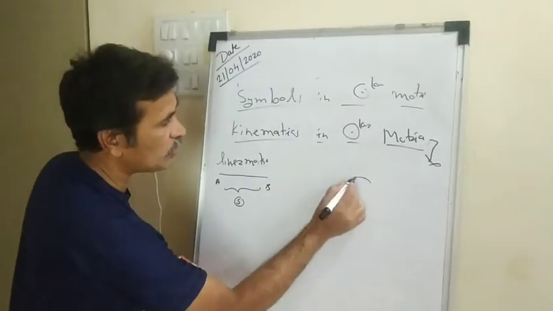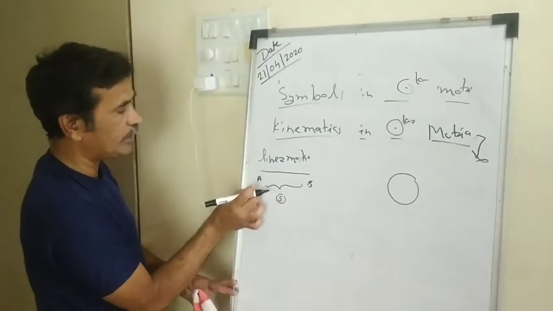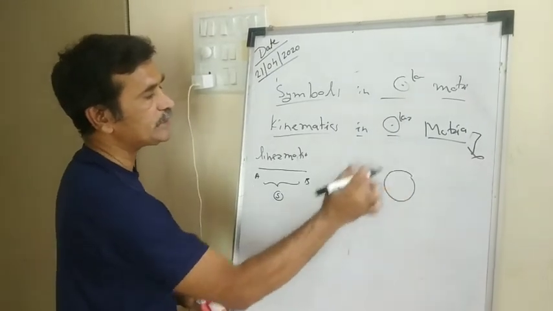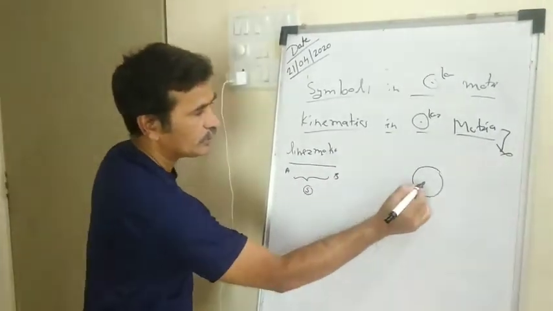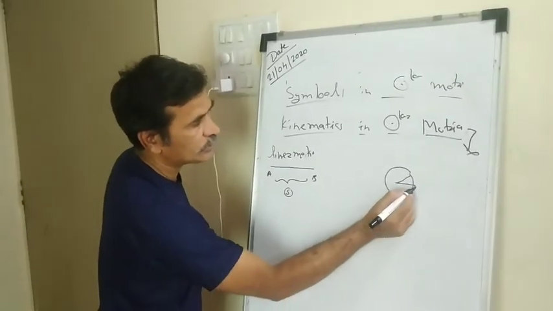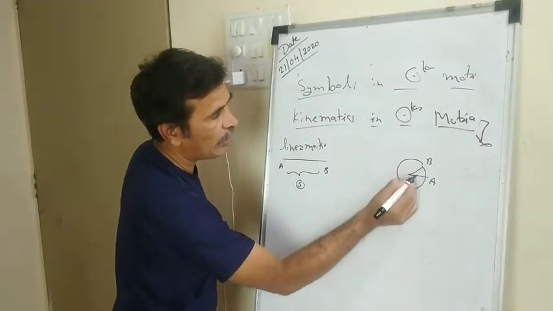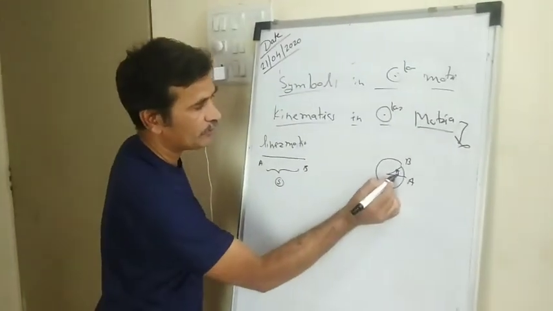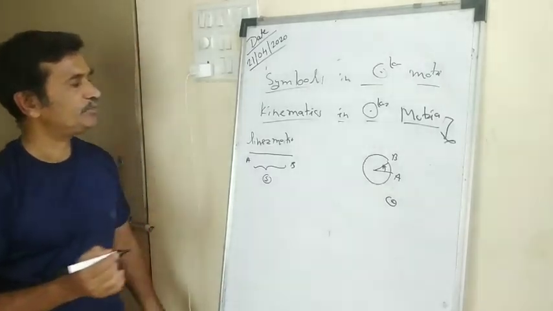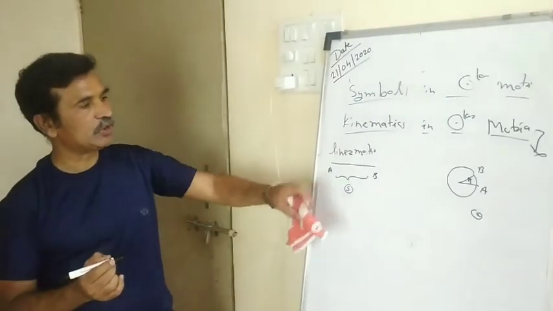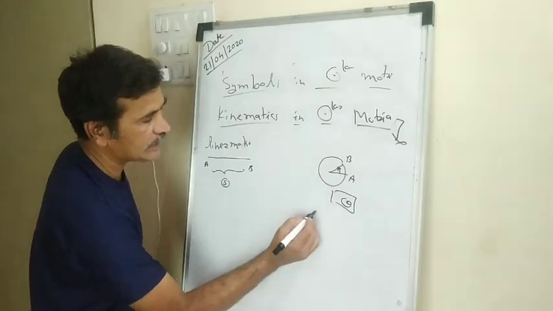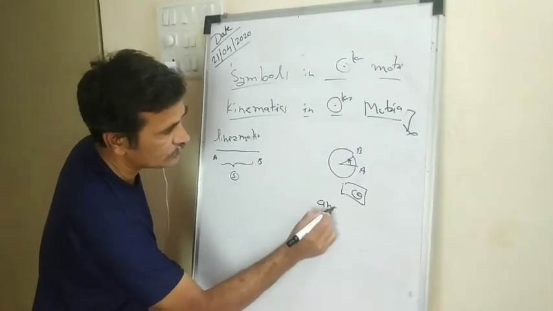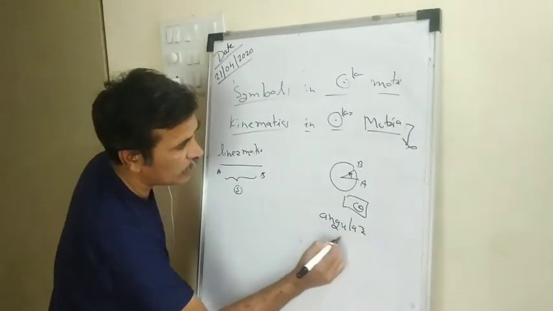While in case of circular motion, the body does not move from point A to point B, it simply rotates. It does not move away from this circle. So this rotation is considered. Suppose the body is moving from point A to point B, then this angle is considered. This angle is called displacement, and in case of circular motion, this displacement is recorded as angular displacement.